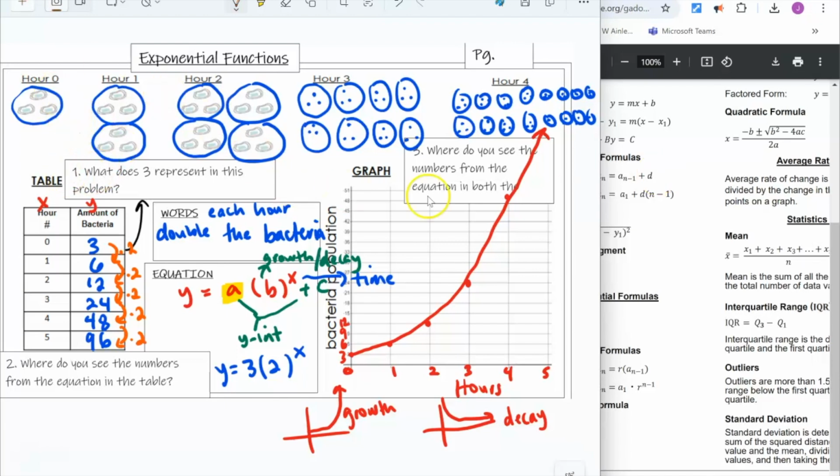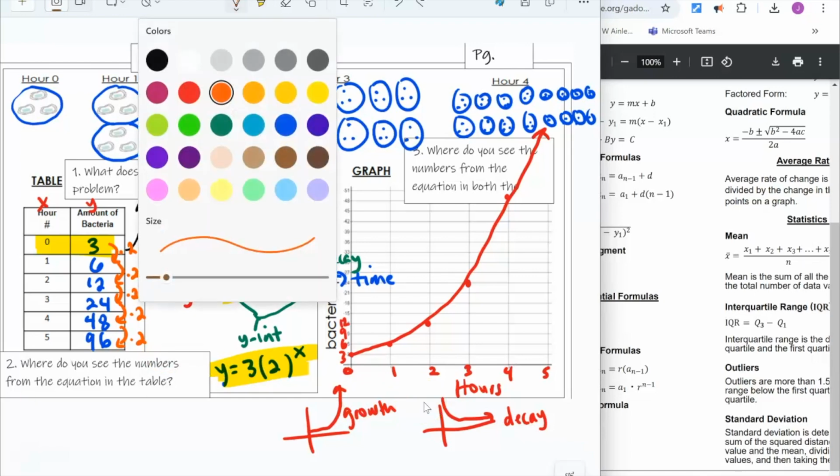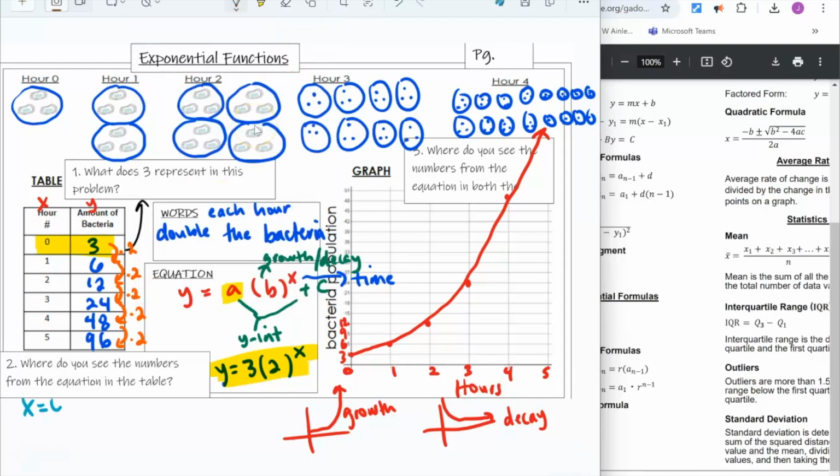All right, so my question is, where do you see the numbers from the equation? So looking at my equation right here, where do you see those numbers in this table? All right, so let's start with the number 3. Where do you see the number 3? Right here, right? And what can you tell me about that number? It's my y-intercept. So how do I find my y-intercept from a table? I go where x is equal to 0. So let's go ahead and write that down somewhere. So x is equal to 0, y-intercept.